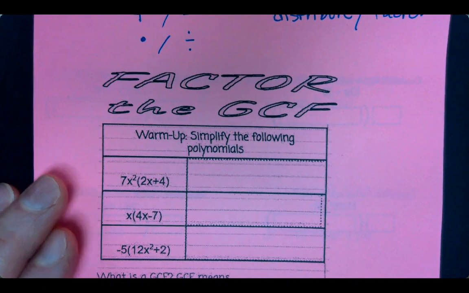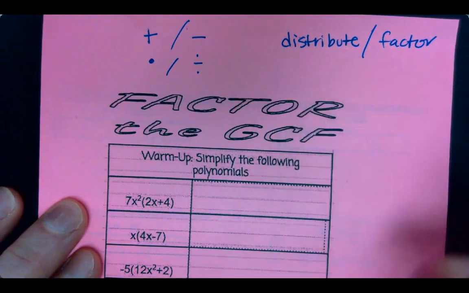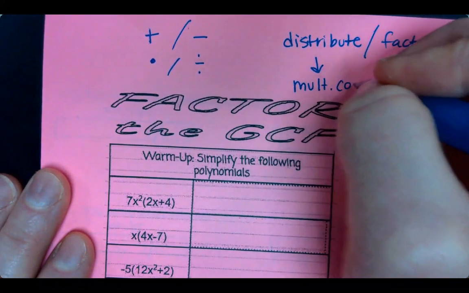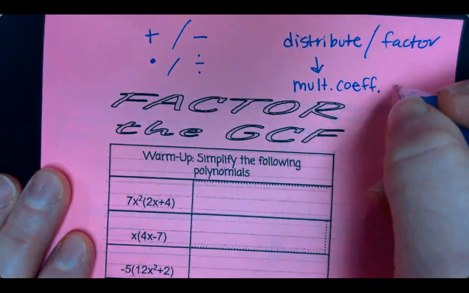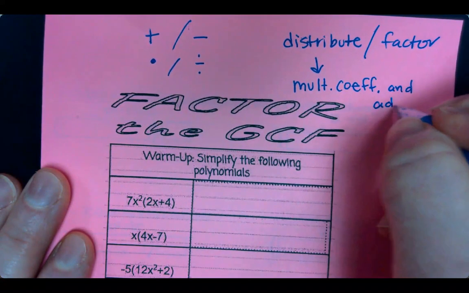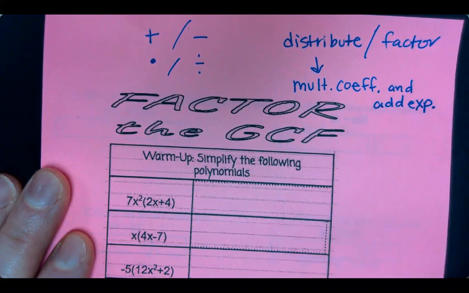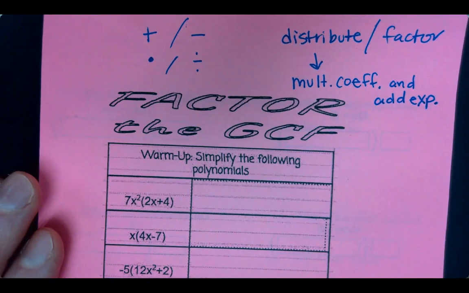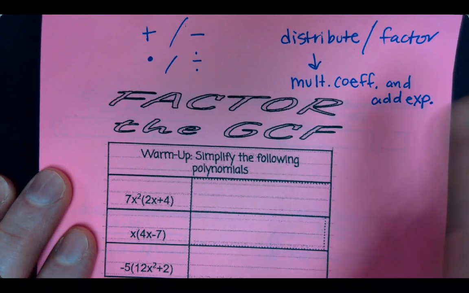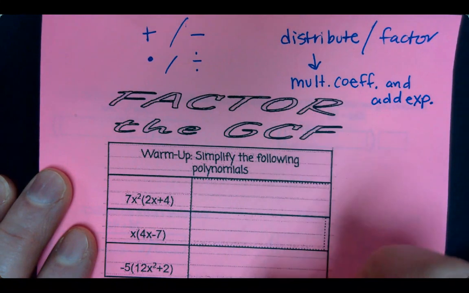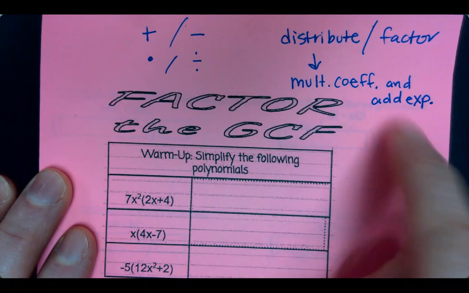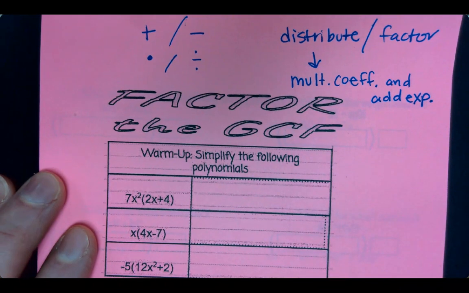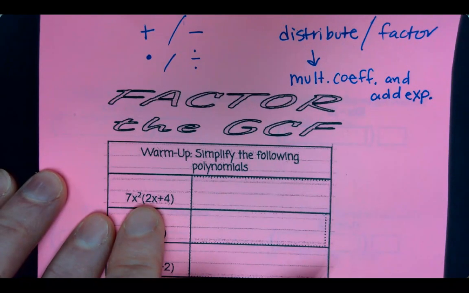We have 3 problems just to practice distributing. So remember with distributing, we are going to multiply coefficients and add exponents. So when we factor, we're going to do the complete opposite of that. Instead of multiplying coefficients, we're going to divide coefficients. Instead of adding exponents, we're going to subtract exponents. So you're going to see that in just a little bit. Okay, so we'll look at this warm up.